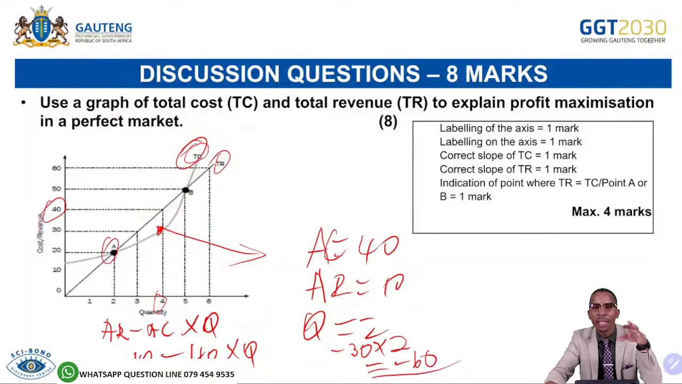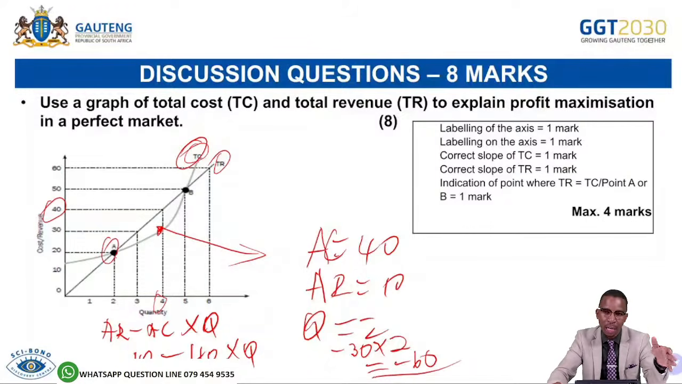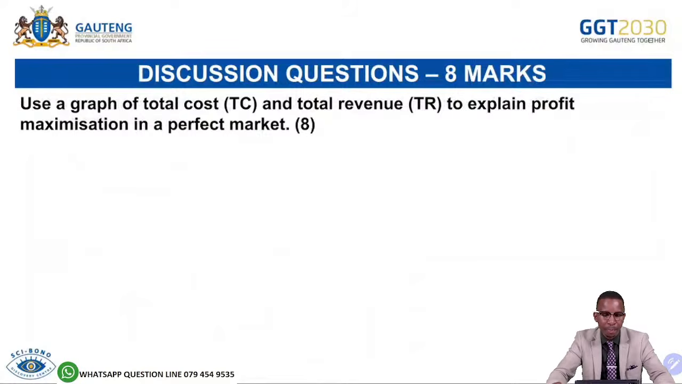So it can come as a data response. It can also come where they say draw the graph, or they give you the graph and say analyze something in there. Then you use the graph.